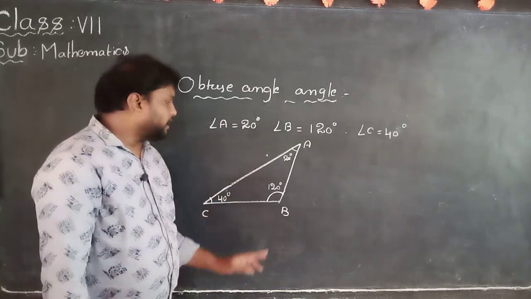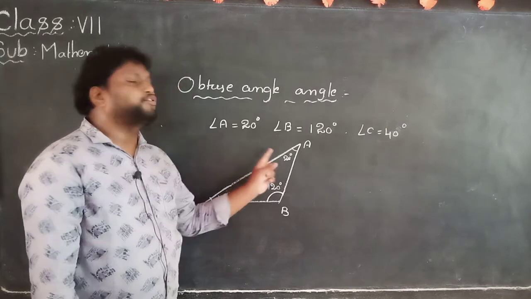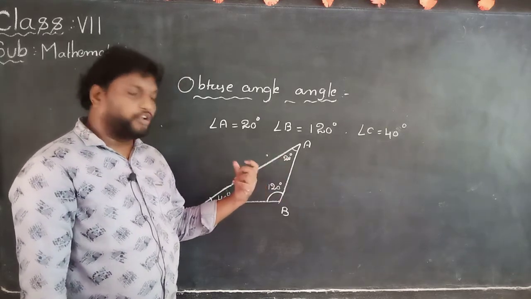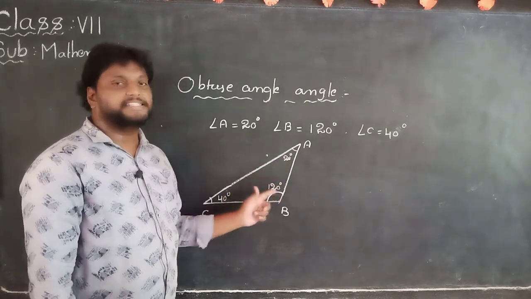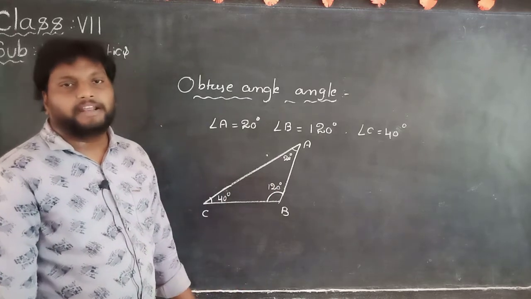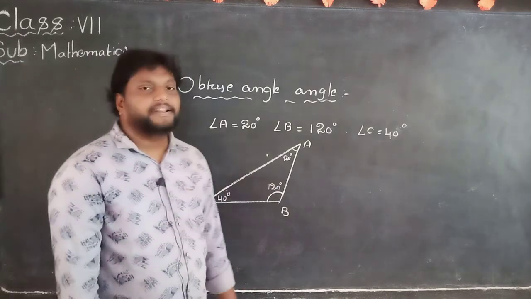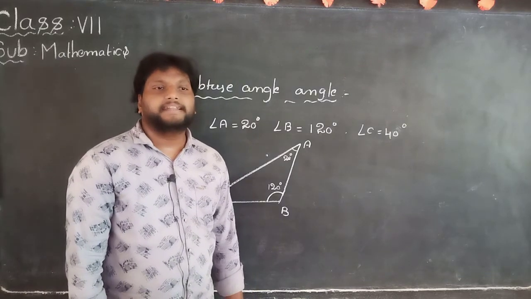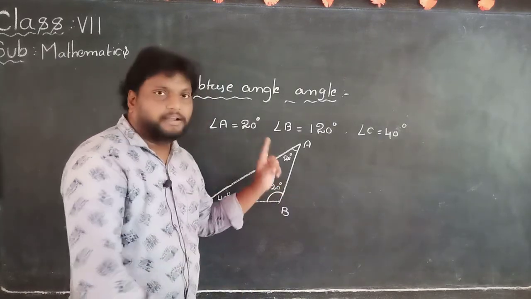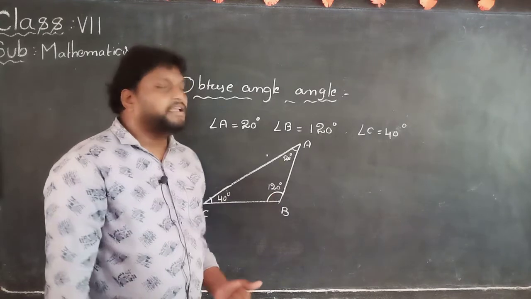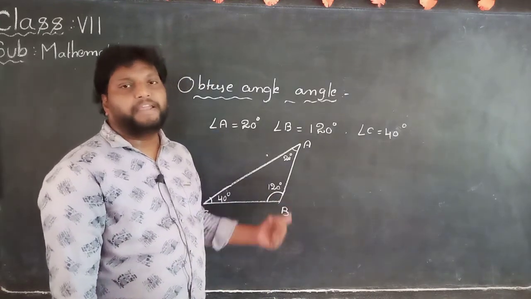That too, out of three angles, the sum of the two angles will also be less than the other angle. Why? Because this is the obtuse angle triangle. In an acute angle triangle, all angles are acute. In a right angle triangle, one angle will compulsorily be 90 degrees. In an obtuse angle triangle, there will be one obtuse angle and the remaining will be acute angles.